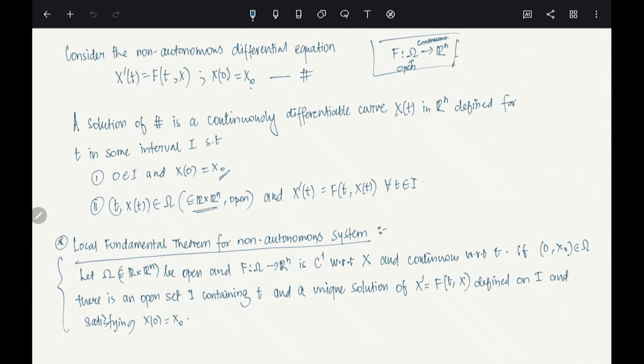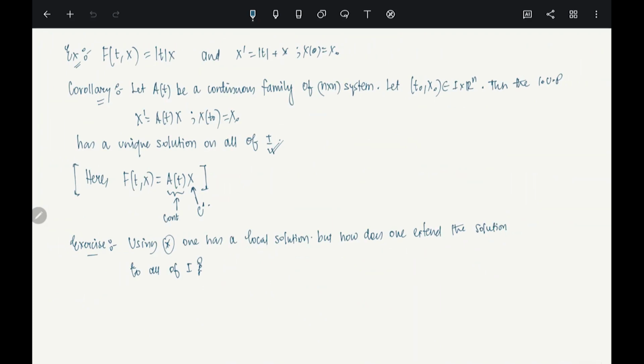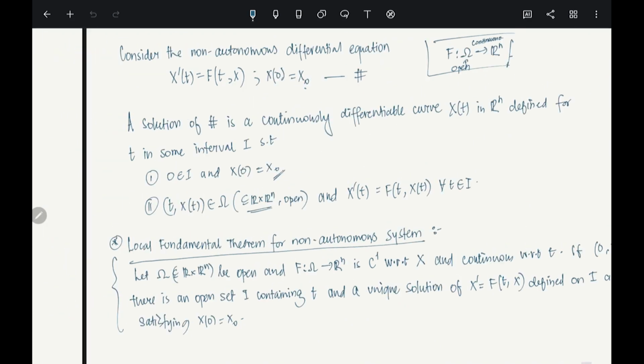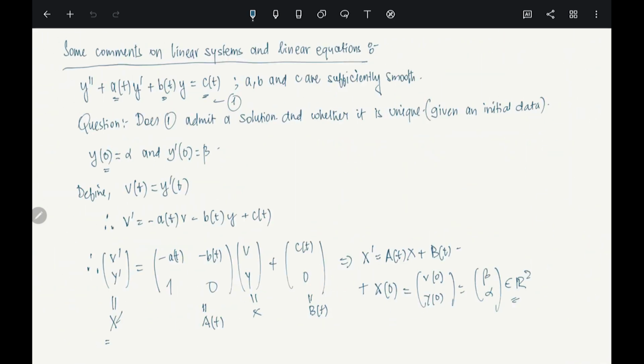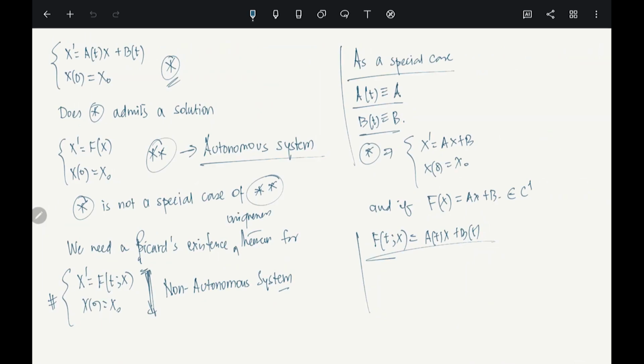So this is an exercise. If you can do that, then we have already seen that any problem like 1 can be written as a system, which is a non-autonomous system. So if we can show that this star non-autonomous system has a unique solution for all t, so basically wherever A and B are continuous, then you have a global unique solution.